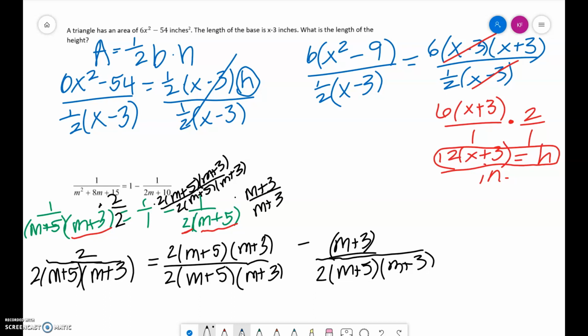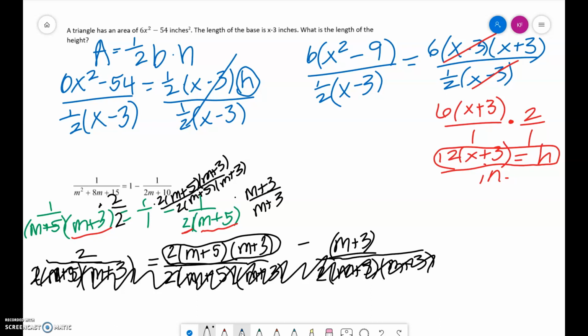Okay, so now all of our denominators are the same. They all have the 2, the m plus 5, and the m plus 3. So what we can do at this point is completely disregard them and work this entirely with just the numerators. What we need to do with the numerators is go ahead and distribute and not leave it in factored form anymore. So mainly this piece.